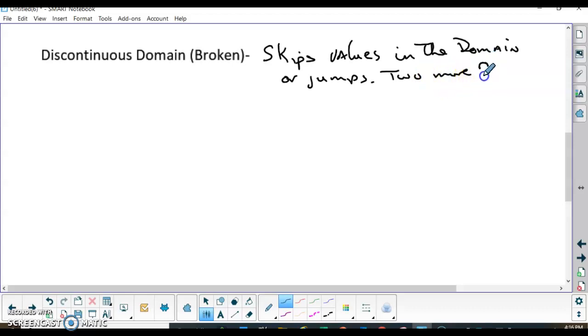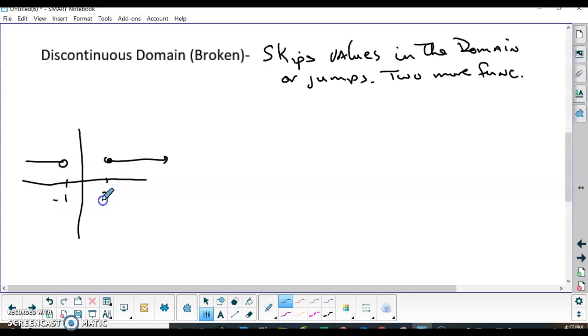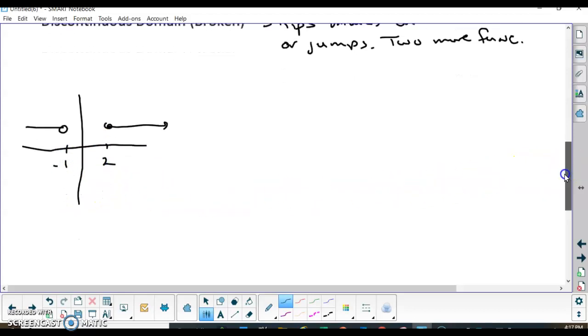All right, so let's take a look at a graph real quick. So a discontinuous function could look something like this. Let's call this -1. We'll call this 2. So this is a discontinuous function.